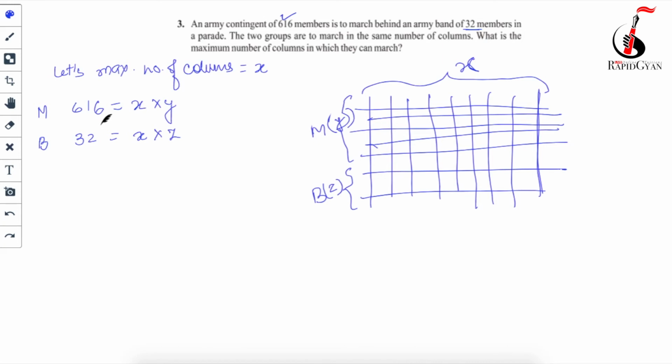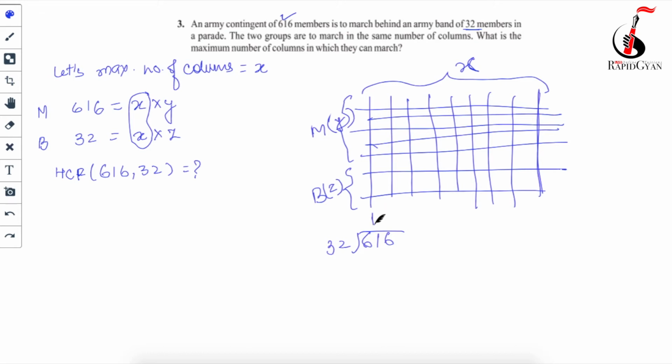In order to get the value of x, we will have to find the HCF of 616 and 32 using Euclid's division lemma. So just now we are going to find the HCF of 616 comma 32. Again we will go with the division rule. So I will divide 616 by 32.